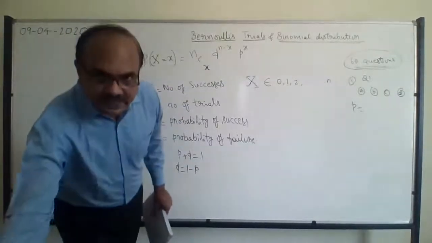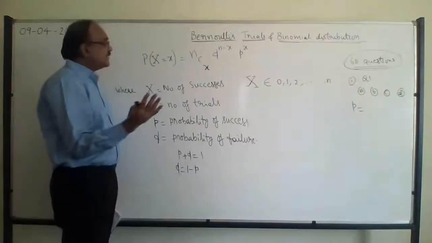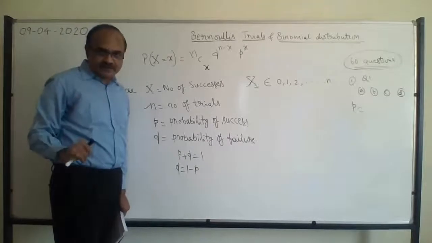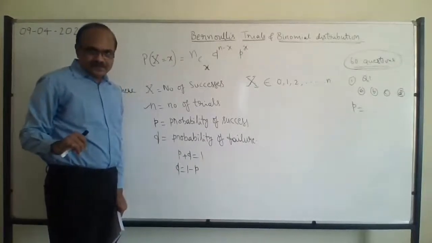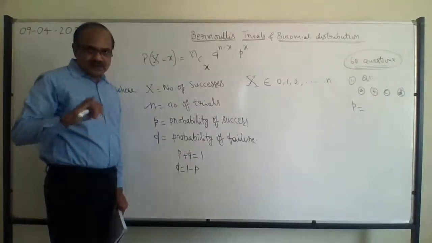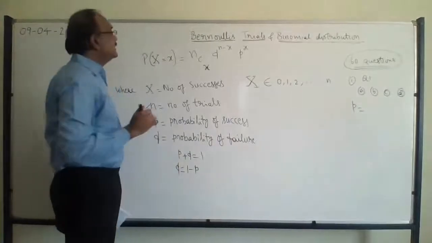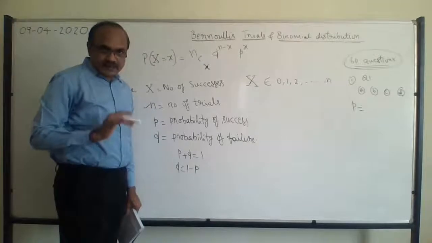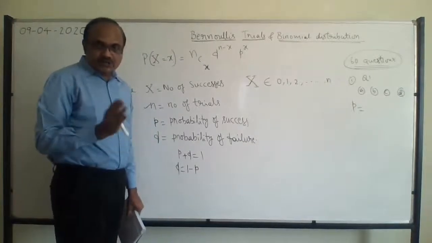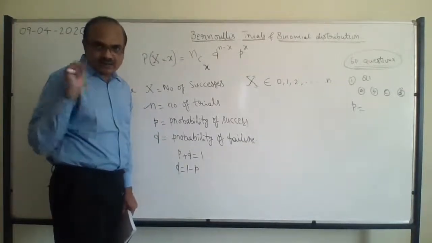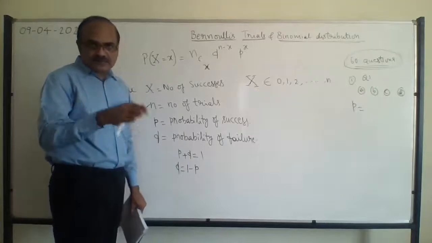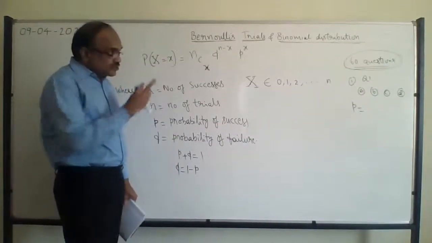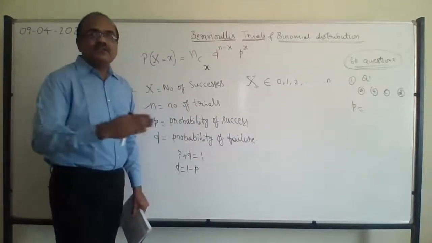So I'll repeat once again, there are 4 conditions which should be satisfied. The first condition is n, number of trials, should be a finite number. It cannot be infinite. Next, the random experiment you are considering is dichotomous in nature, meaning dual outcome, success or failure. You will convert the problem to success or failure. The third thing, each trial should be independent of each other.